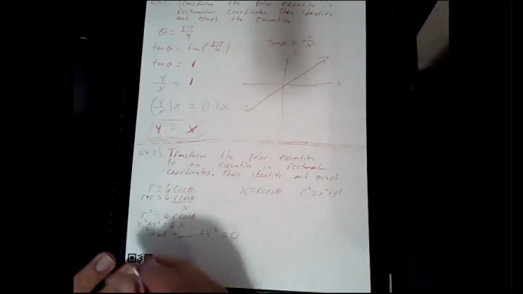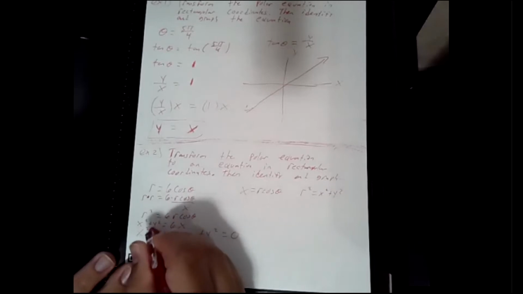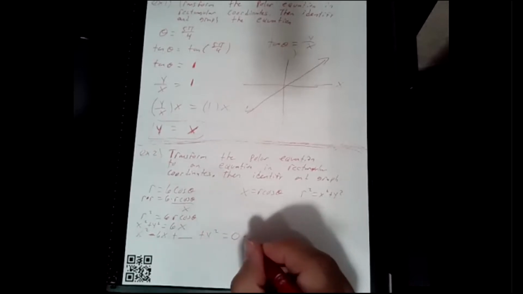Oops, if I subtract 6X, that should be minus, right? Okay, there we go. So then take half of B and square it and add it to both sides, right? That's how we complete the square. We've done this a few times, so I'm hoping you remember.